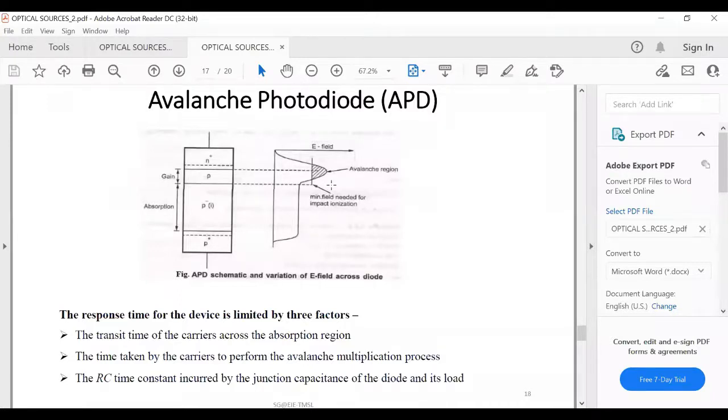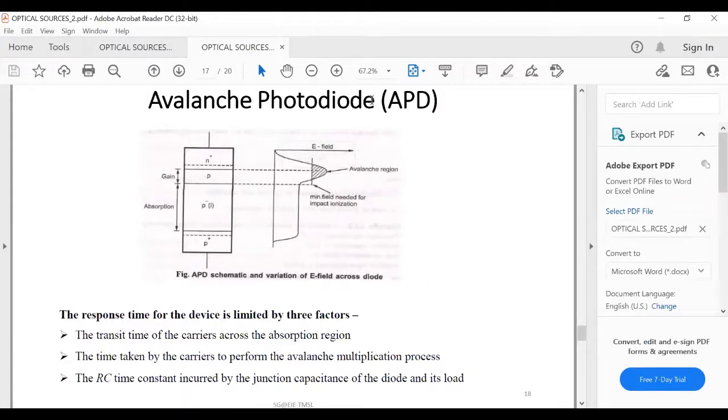Now this E field separates the carriers, and the electrons drift into the avalanche region where carrier multiplication occurs. If the avalanche photodiode is biased close to breakdown, it will result in reverse leakage current. So avalanche photodiodes are usually biased just below breakdown, with the bias voltage being tightly controlled.